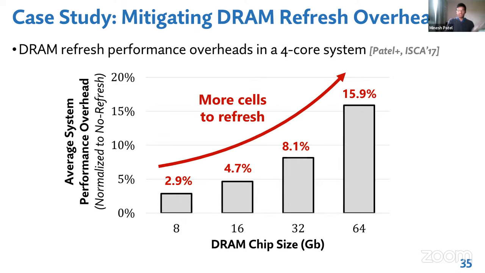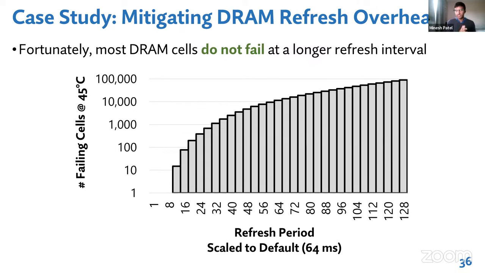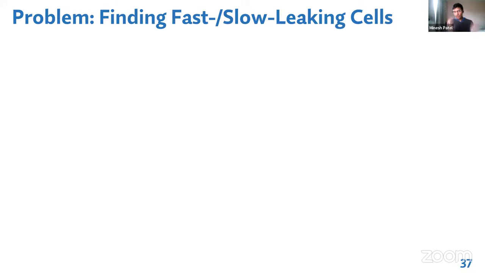Now, as I think previous lectures have talked about, most DRAM cells actually do not fail at an extended refresh interval. Here's some example data showing that, which we took from a representative DRAM chip at a specific temperature of 45 degrees centigrade. We see that as we extend the refresh interval to multiples of the default refresh period, there are actually only a few failures. With modest increases, 8 to 16x of the baseline refresh period, there are relatively few failures. So we can potentially mitigate DRAM refresh overheads by identifying these few cells and just refreshing those more frequently. The problem that we face then is actually finding the fast and slow leaking cells.